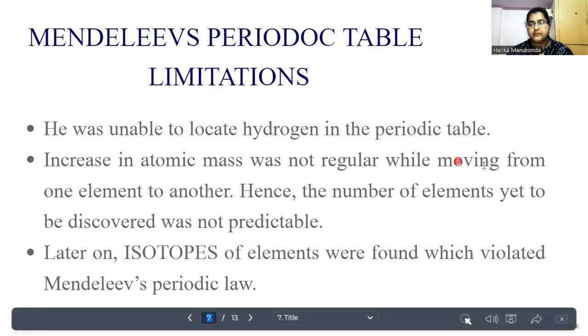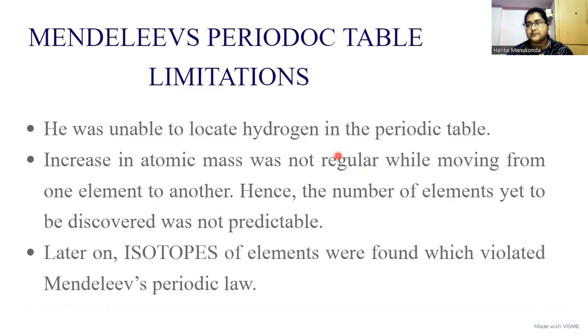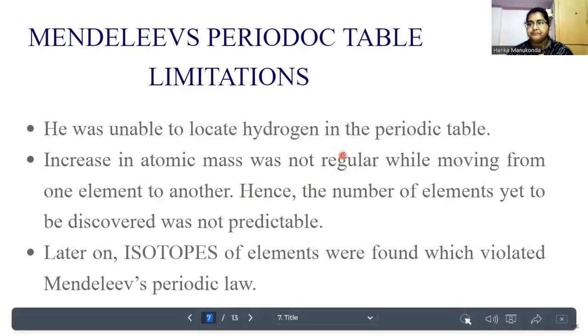That was the first demerit, and the second was that the increase in the atomic mass was not regular while moving from one element to the other. For suppose you are asked what is the element which comes after 126, it comes 127, right? But in some of these tables he put 127 after 126, like that he changed it, and the increasing order was not maintained. He also noted that isotopes of the elements were found which violated Mendeleev's periodic table.